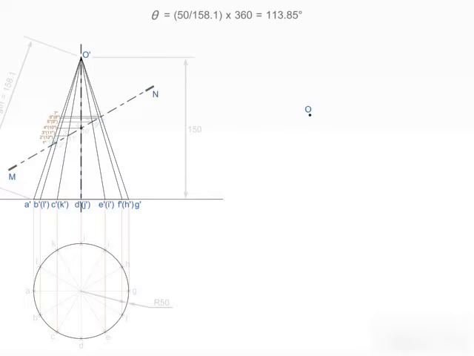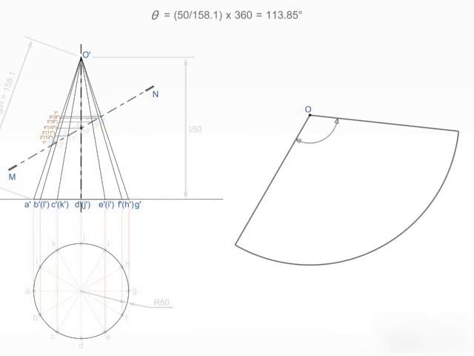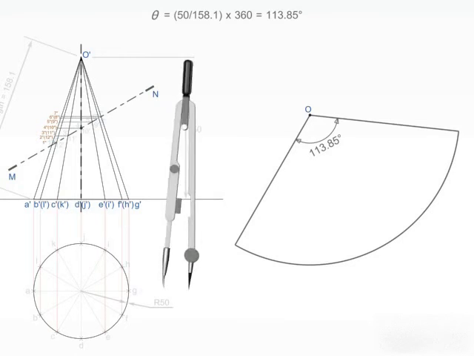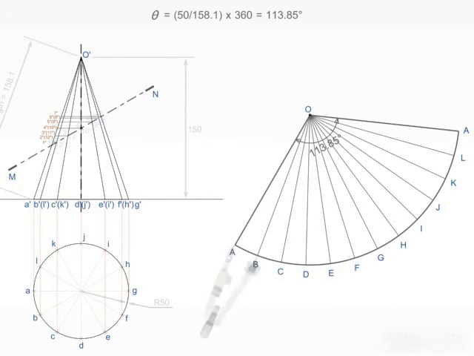With any point O and O'A1' as radius, draw an arc subtending an angle of 113.85 degrees. From the starting point A of the arc, mark 12 equal divisions of the arc. Joining these points to the apex O gives the development of the whole cone.